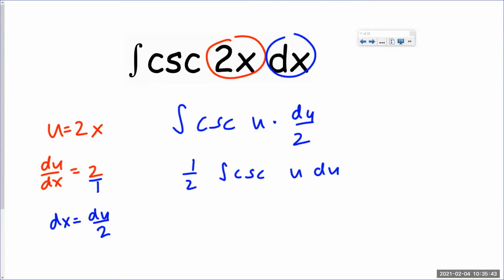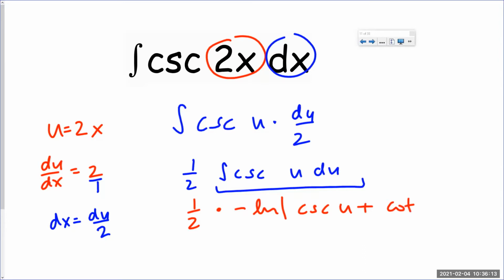At this point, this should be something that's an easy antiderivative, easy reverse power rule. Or if it's a trig function, it should be something on my formula sheet. Is this on my formula sheet now? I mean, it wasn't before, but is it now? Yes, so it's really long, but that's okay. Let's go ahead and write it. What is the integral of cosecant u? Negative ln of the absolute value of what? Cosecant u plus cotangent u plus c.